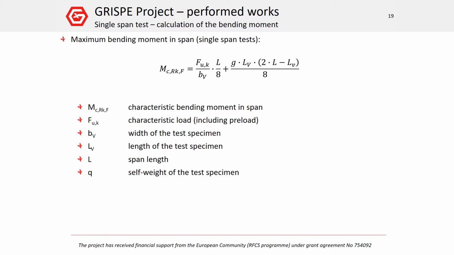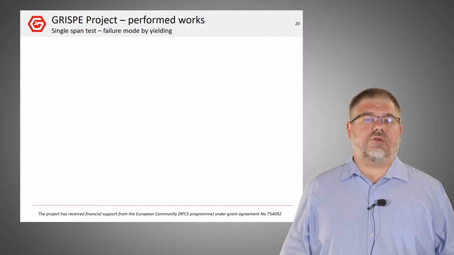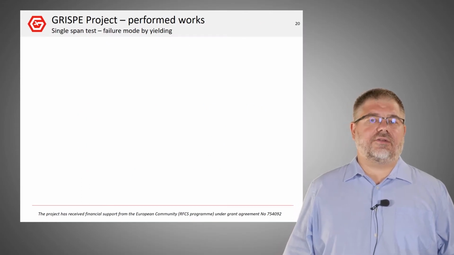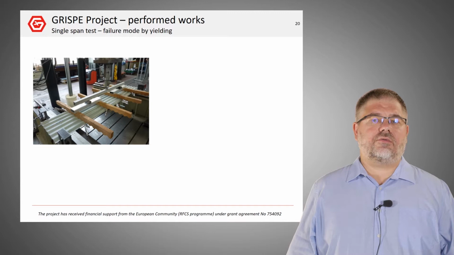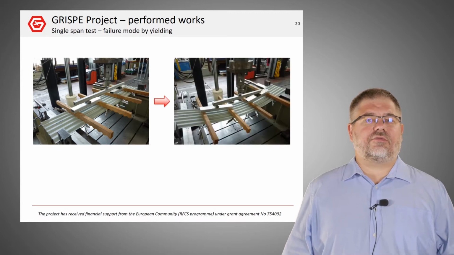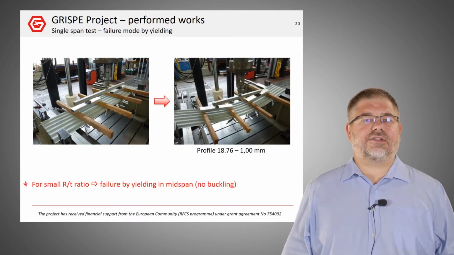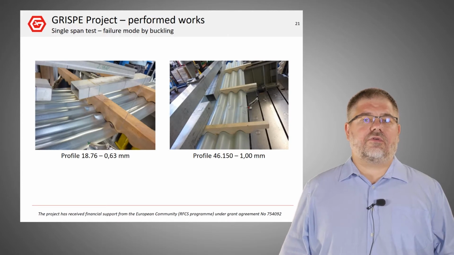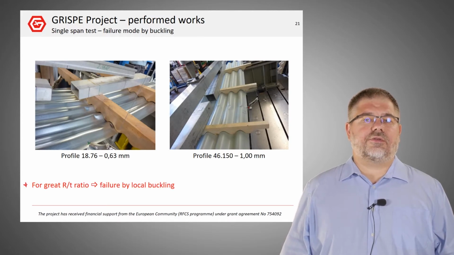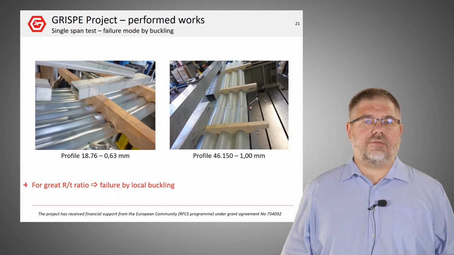At the end of each test, the failure mode was noted and occurs by yielding or buckling of the compressed part of the geometry. Failure occurs by yielding at midspan for a small ratio between the curvature radius R and the sheet thickness t. For a high R/t ratio, the failure occurs by local buckling, as we can see on this picture.